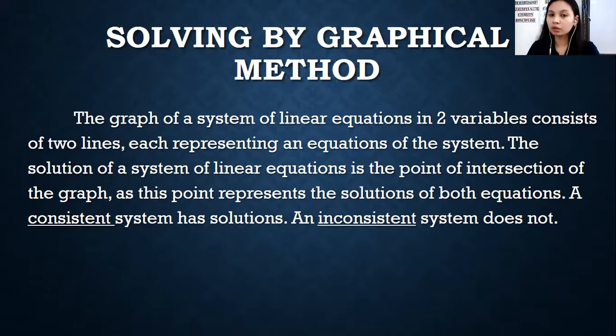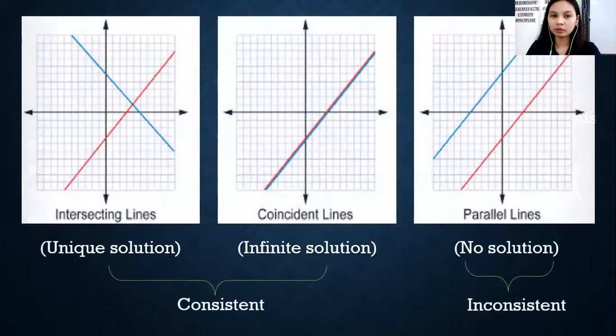That given point is the solution for both equations. We have different kinds of graphs for this. When we have intersecting lines, it means that we have a unique solution, since there is just one certain point where they intersect. It is a unique solution because it is only one pair of points.